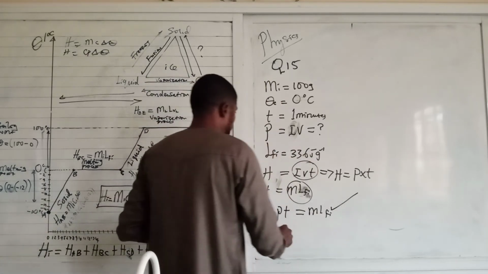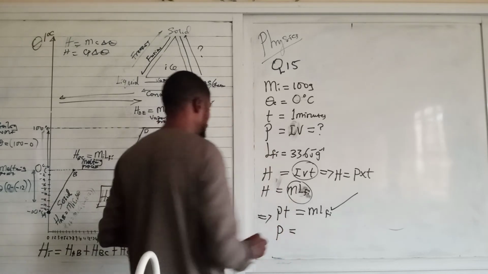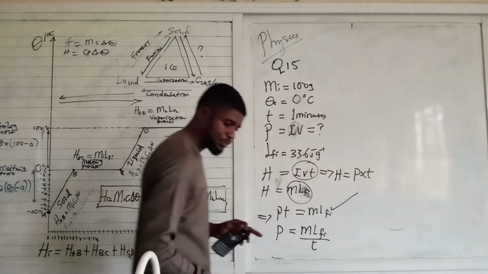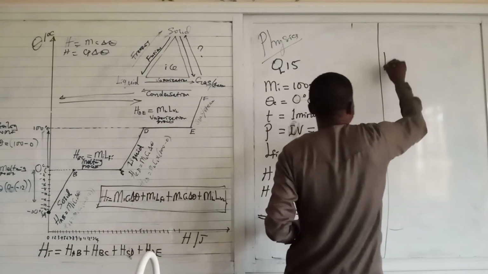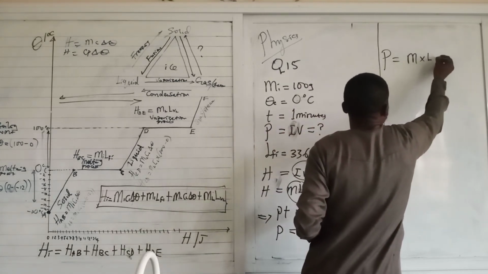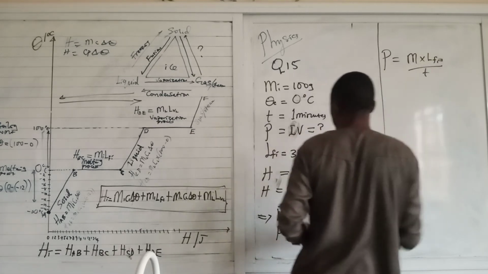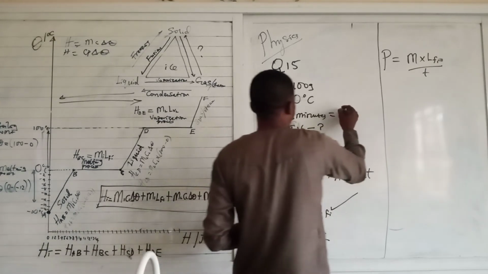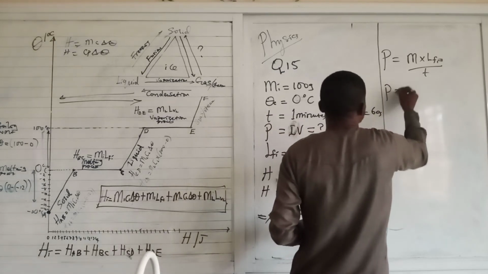Now we are going to divide both sides by T. So the power generated in the circuit is given as MLF divided by time. If you do that, we have our power given as the mass times specific latent heat of fusion of ice divided by the time taken for that to take place. In this case, we are going to use 60 seconds. So 1 times 60 will give us 60 seconds.